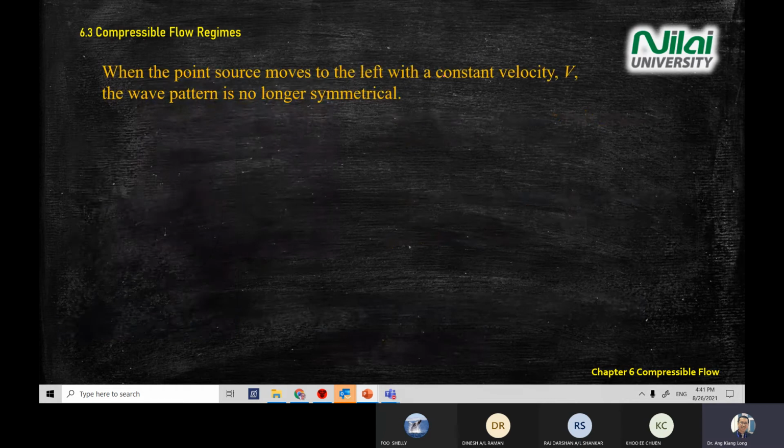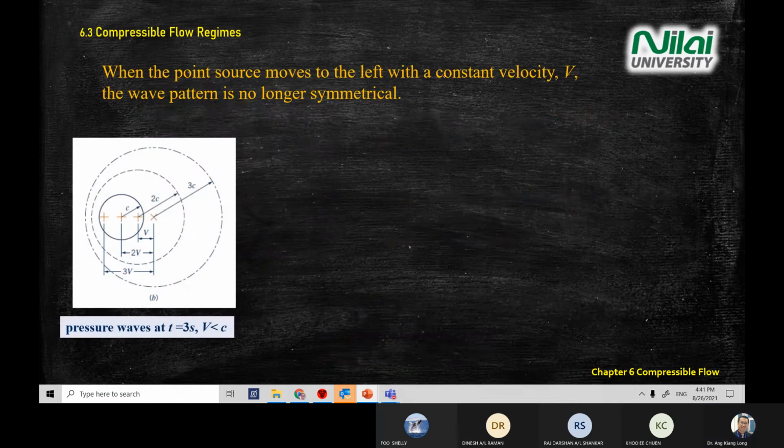Next, we have a moving point. As you can see from the diagram here, we will show you the phenomena at 3 seconds. However, the velocity is less than the speed of sound. So how do we draw this diagram?